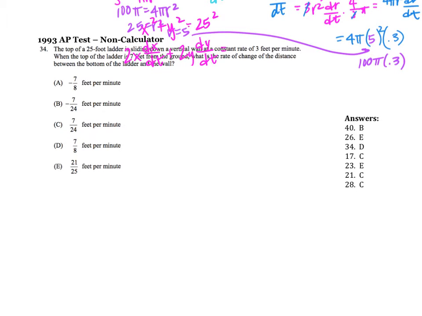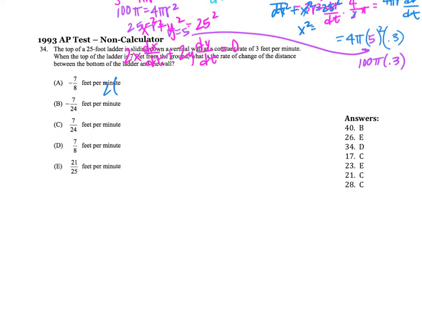The derivative of 25 squared, because it's a constant, will be 0. I'm going to plug in what I know. I do not know what x is. But at this moment in time, if my y is 7 and my hypotenuse or ladder length is 25, we could do the Pythagorean theorem with those knowns. And this is a Pythagorean triple. If we know that, it helps a lot.